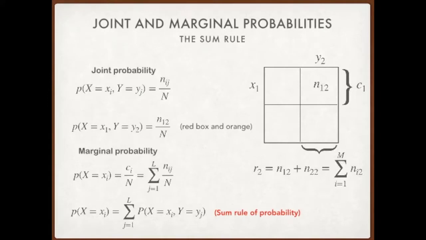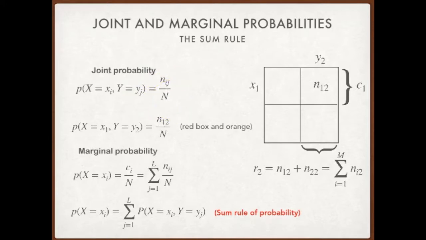With this notation in mind, we'll introduce very important concepts in probability theory, starting with joint and marginal probabilities. Joint probability is the probability of two or more random variables taking specific values in pairs. For example, we pick the ith box and jth fruit. This means that our random variable x takes value xi and y takes on value yj. Formally, it is denoted as p of x equals xi and y equals yj and can be written as nij over n.